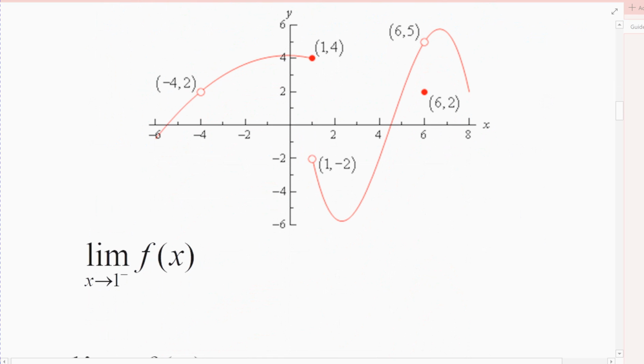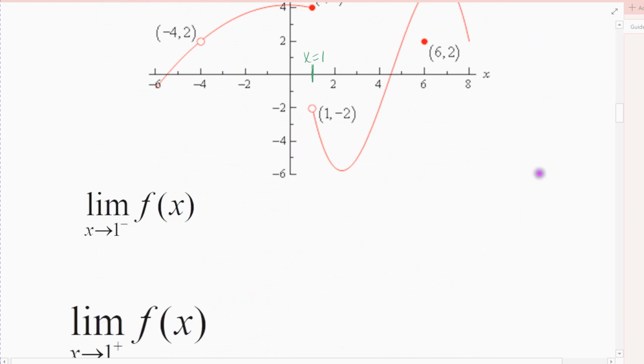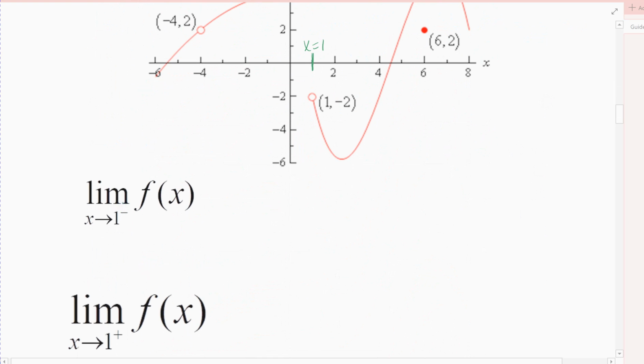All right, so the next one we're looking at is 1. So the x value 1 is what we're focusing in on here. All right, so first, from the left of 1, that's what that negative means here. And so as x approaches 1 from the left, the arrow means approaches, then f of x, the y values, are approaching what?